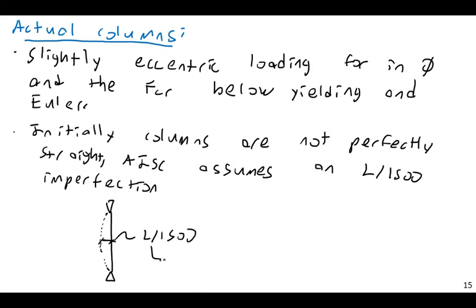And this is one of the sources for the 0.877. The 0.877 comes from here. That takes into account that your load is going to be generating a small bit of moment because it will always be slightly eccentric, because of both the actual initial bend in the column and any initial eccentricity in the loading. So, all right, that'll do it for this portion of the video.